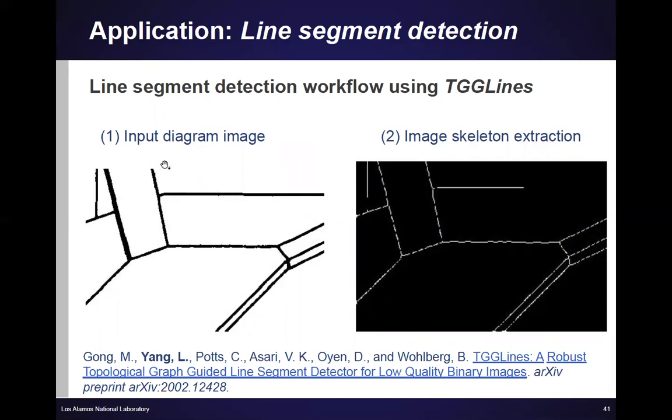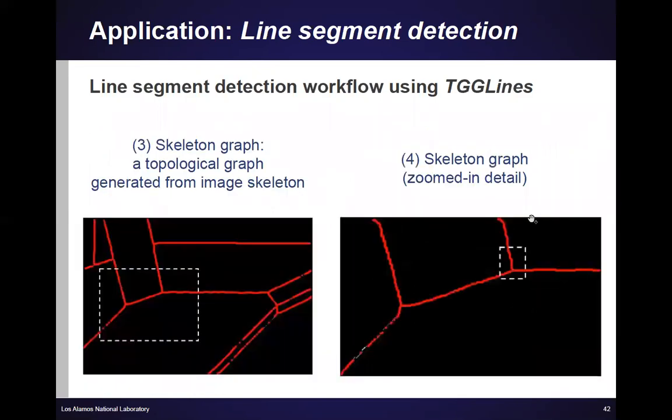So let's see an example. Given the input diagram image, we first extract the image skeleton. We can see this part is missing, but that's just a display problem, because the image skeleton is 1 pixel wide, so it's there. Once we get the image skeleton, we generate a skeleton graph from it.